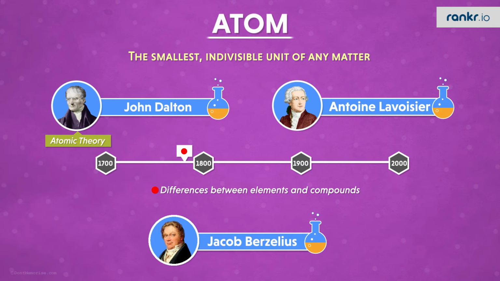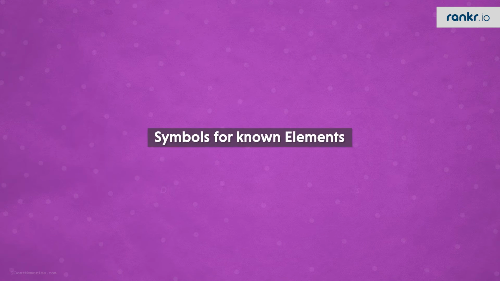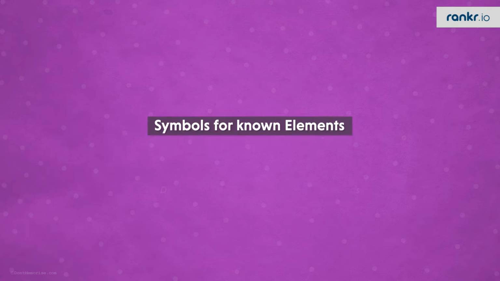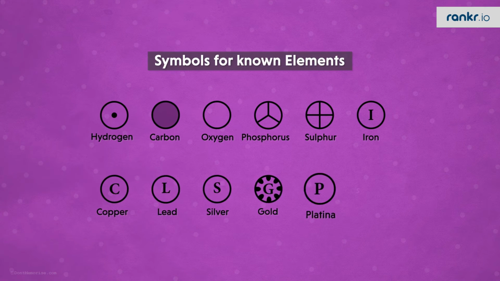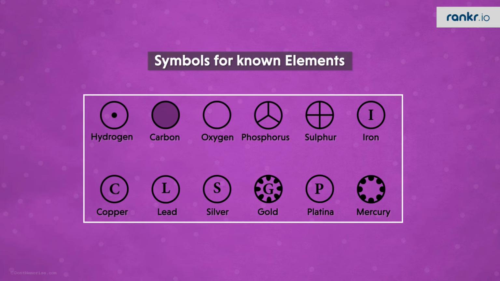So for convenience of use, scientists preferred allocating symbols to the known elements. Thus, atoms of individual elements were given symbols as we can see here. Hydrogen was represented using a dot inside a circle. Silver with an S inside a circle, and so on. But with time, the discovery of new elements led to many problems in the use of symbols, especially while using them in representations of complex reactions.